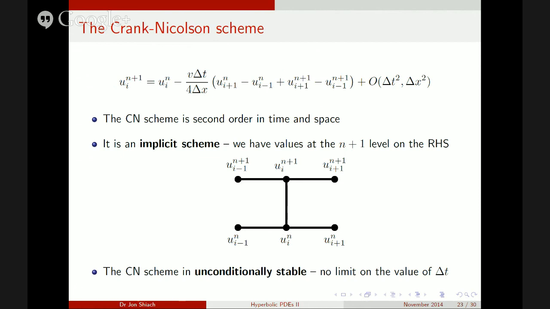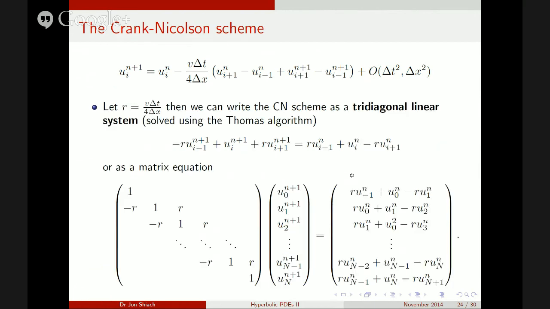Okay. How do we calculate the solution using Crank-Nicolson? We've got a tridiagonal system. So this is the Crank-Nicolson scheme written out as the implicit equation. Just for simplicity, I'm going to let r equal v delta t over 4 delta x. And I'm going to move all of the n+1 values to the left-hand side, and I get this. We know the right-hand side values because they've all got superscripts n. We don't know what the left-hand values are.